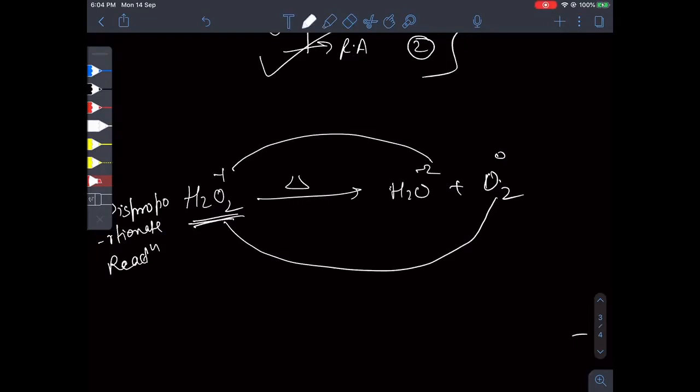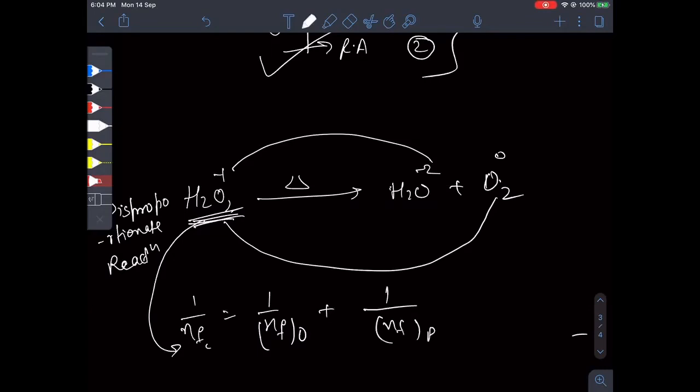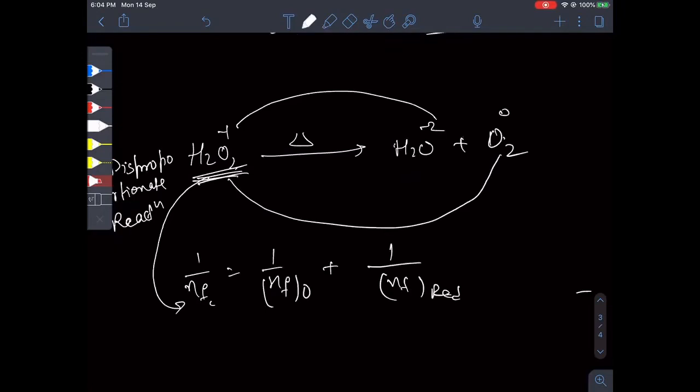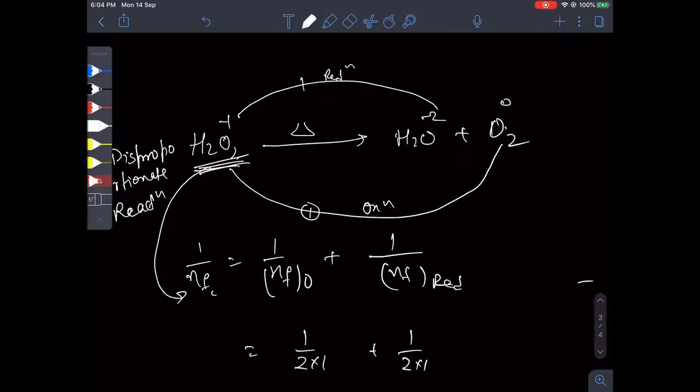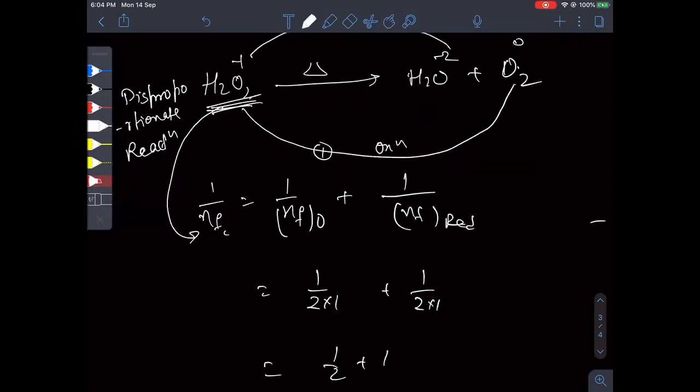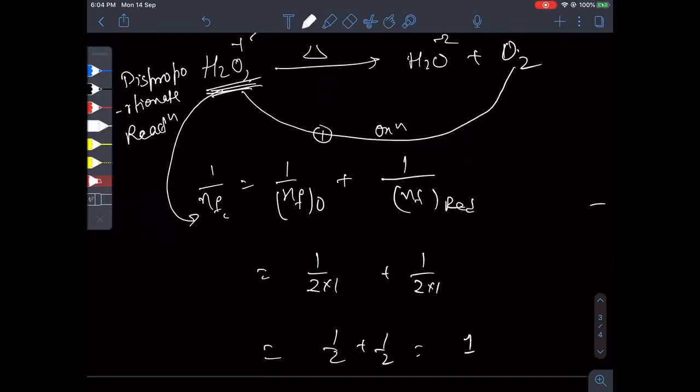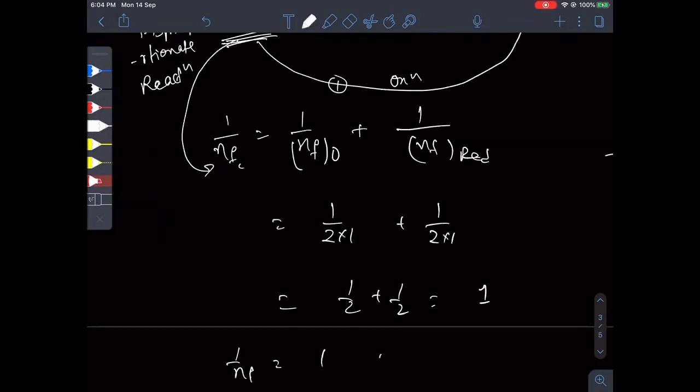The N factor will be, 1 by N factor, for this molecule I'm telling you, 1 by N factor assuming that it is going under oxidation, plus 1 by N factor assuming that it is going under reduction. So for oxidation, I look at how much change is coming. This is oxidation, this is reduction. Everywhere there is one change, and per molecule of H2O2 there are two oxygens, so two changes taking place. So I can say 1 upon 2 into 1, plus 1 upon 2 into 1. Now if you figure this out, 1 by 2 plus 1 by 2 will be simply 1. So 1 by N factor is 1. So the N factor will be 1.